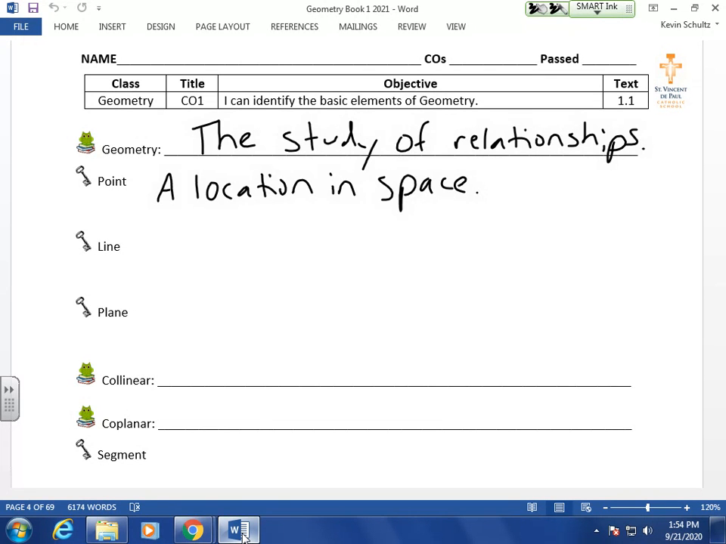It identifies a spot. And the notation for a point is a dot with a capital letter next to it. A capital letter. Could be any of the 26, although the most common are probably A through D. Just ABC for a triangle or ABCD for a rectangle or whatever. But it's a location in space with a dot and a capital letter.